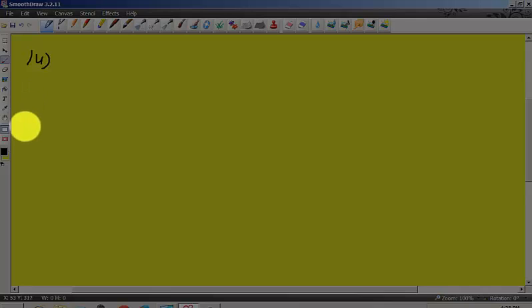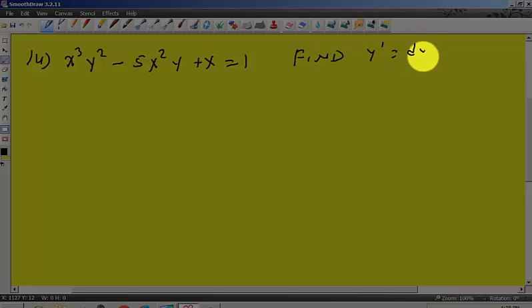This is number 14. I have a suspicion the algebra here is going to get ugly. So x to the third y squared minus 5x squared y plus x is equal to 1. We're going to take the derivative of this. We're finding y prime, or dy dx, which is the same thing. Product rule right there. We can't solve for y because it's just too hard to solve for y.